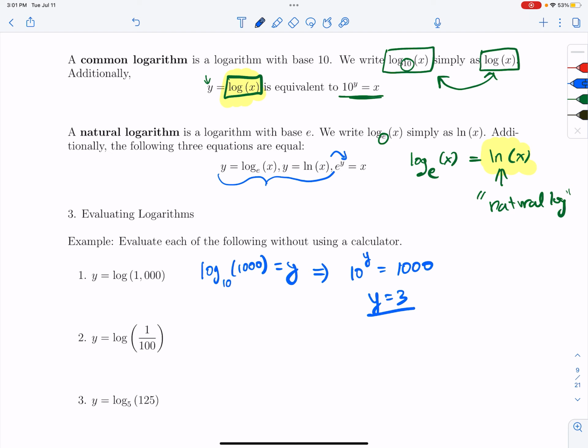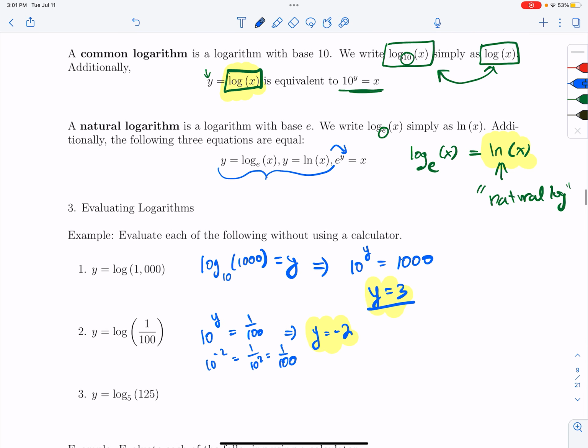The next one, log of 1 over 100. So that's 10 to what power is equal to 1 over 100. This one maybe not as easy, but that's going to be y is equal to negative 2, right? 10 to the negative 2 is equal to 1 over 10 squared, which is 1 over 100. So y equals negative 2 on that one.